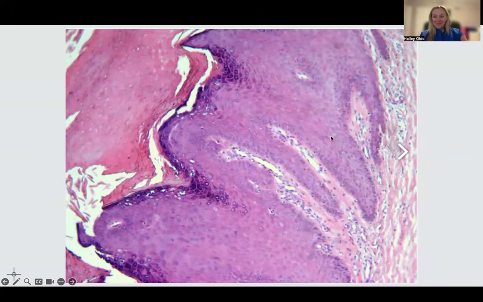Okay, hard part is over. I mean, this is still hard, but on to something that's not melanocytic.